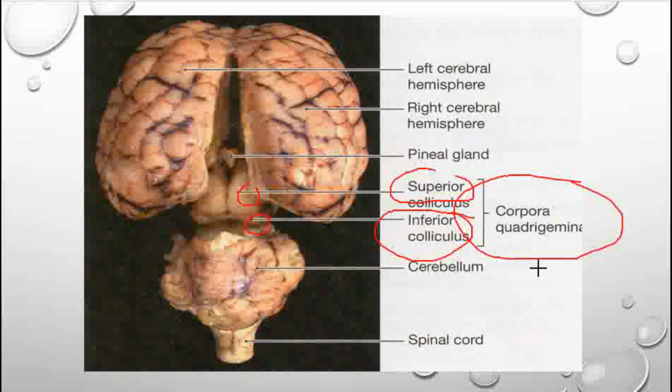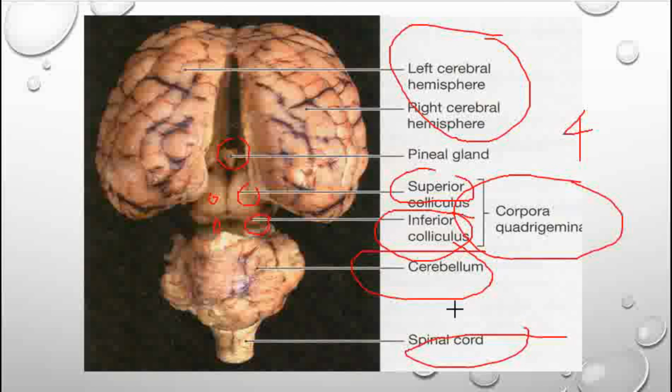How many colliculi are there in total? There are 4. On this side also you can see the colliculi, upper, superior and inferior. So 4 in total: 2 inferior and 2 superior. It is in the dorsal part of the midbrain. So this is the corpora quadrigemina, and the left and right cerebral hemispheres are there. Here you can see the pineal gland, the cerebellum, and the spinal cord connection. So this is about corpora quadrigemina.